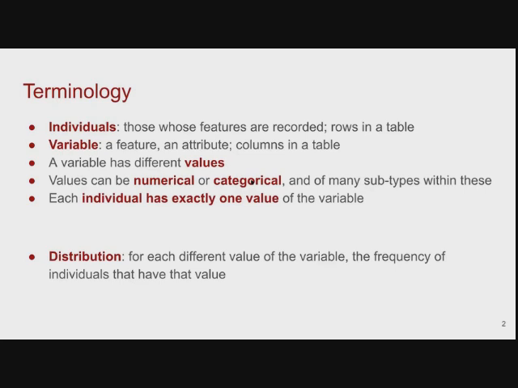Lastly, each individual has exactly one value of this variable. That's why in the table, as we can see, each row is an individual, with multiple columns. And for each column, let's say the ice cream flavor, for each observation, I cannot have two flavors at the same time.